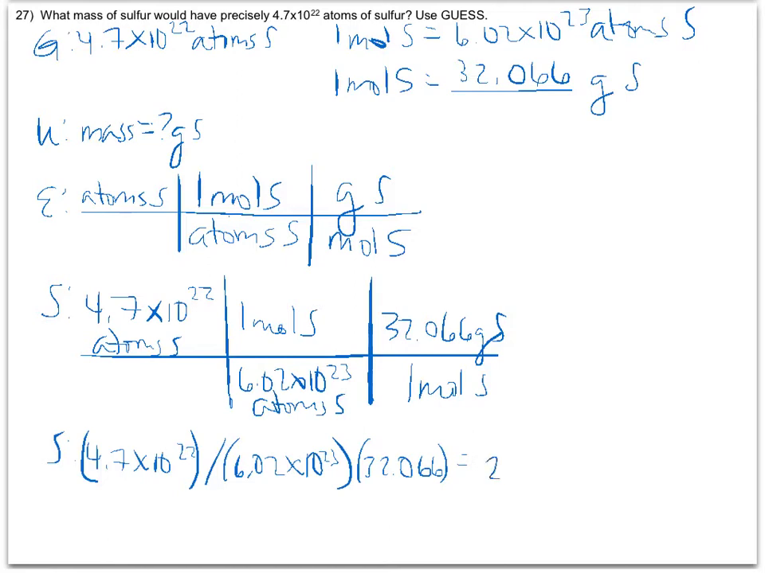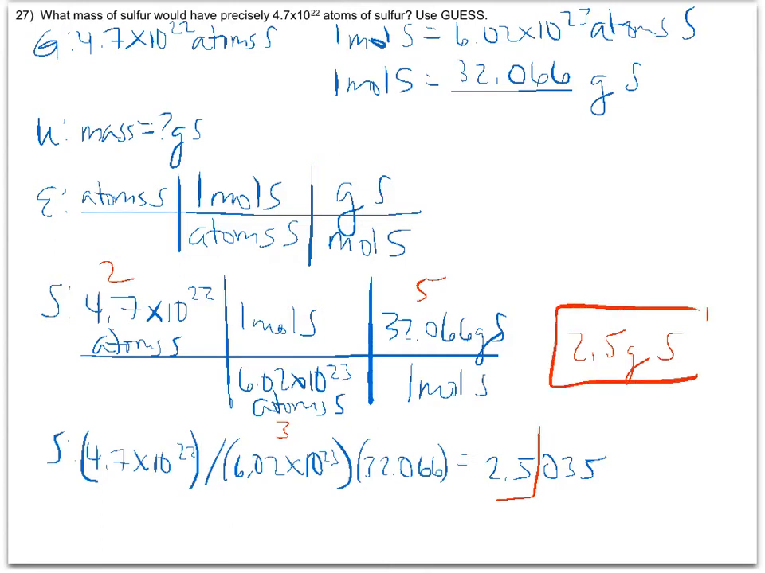Okay, so you get 2.5035. And if we look at significant digits, this has 2, this has 3, and this has 5, so our answer is going to go to 2. So final answer is 2.5 grams of sulfur.